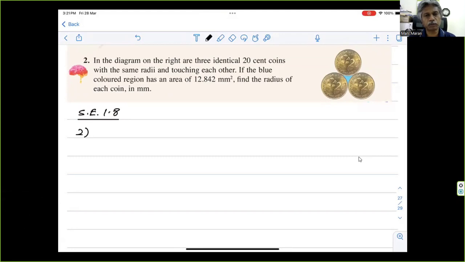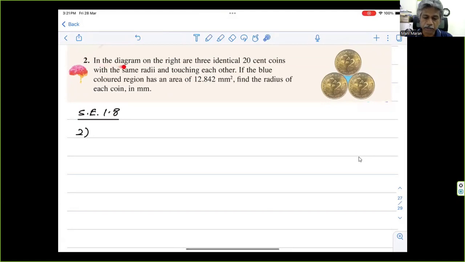So I will show you how to do question number 2 in self-exercise 1.8. I want you all to do the question again without looking at the solution. If you can't do it, then you can refer to the working that I'm going to show. Let's take a look at the question.